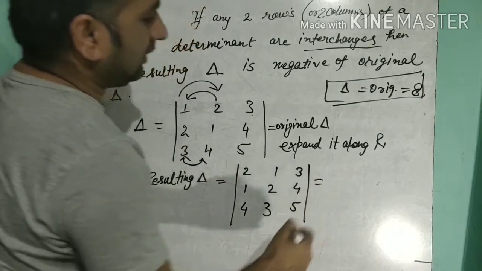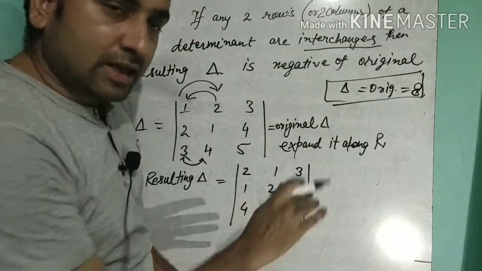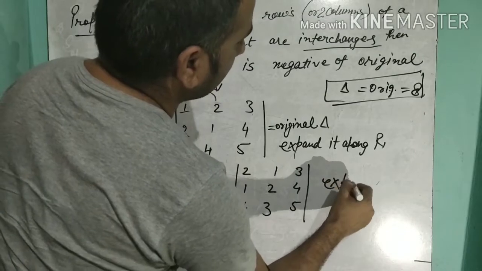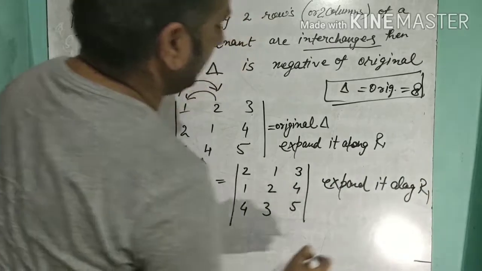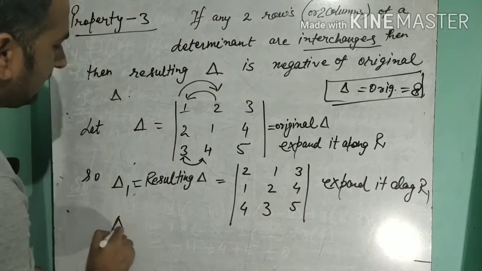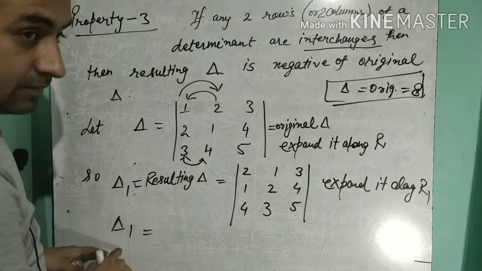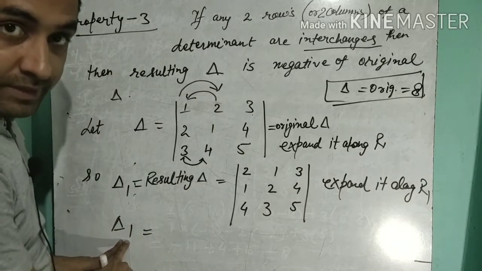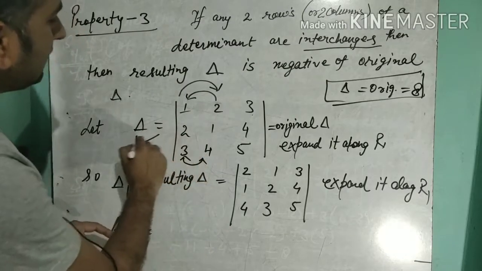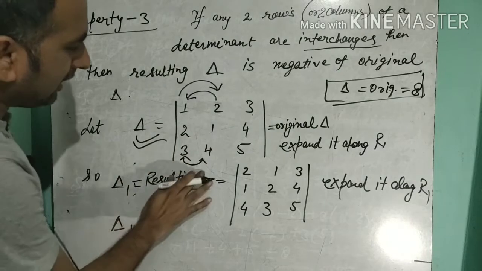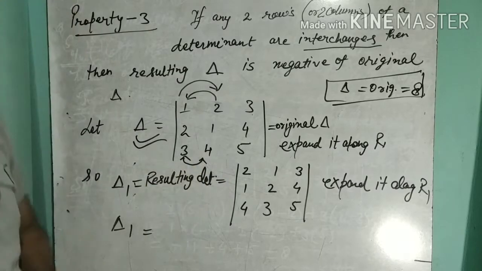So now students, I am again expanding it along R1. Expand it along R1. Okay, so just expand it. So your delta is what? It's called delta 1. This is known as your resulting determinant. Okay, it is called your resulting determinant. And the original determinant is what? This is your original determinant. Is it clear? I will write here the determinant, otherwise you will get confused. So now students, tell me, how will you find out the value?